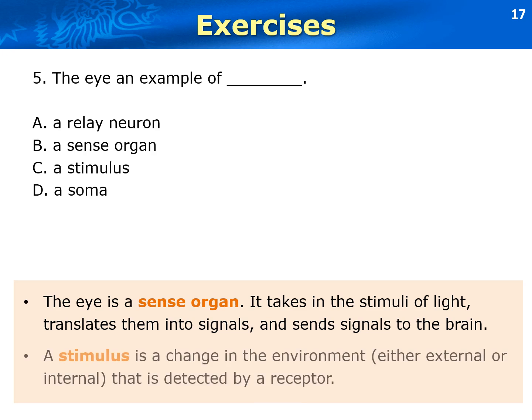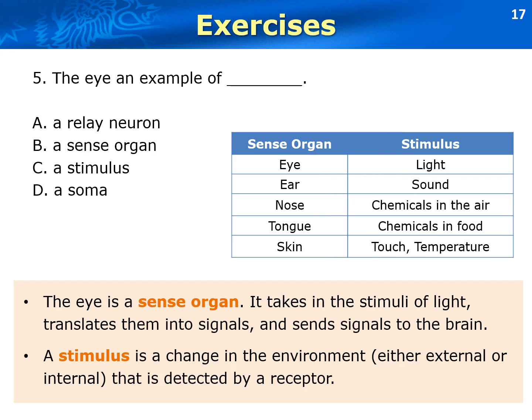A stimulus is a change in the environment, either external or internal, that is detected by a receptor. For example, the light ray is a stimulus detected by eye. The sound is a stimulus detected by ear. Chemicals in the air are stimuli detected by nose. Chemicals in food are stimuli detected by tongue. Touch and temperature are stimuli detected by skin. Therefore, the correct answer is B.